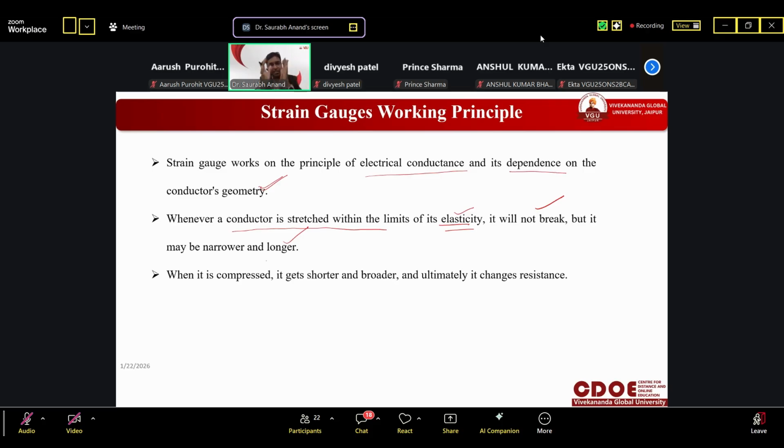And if we are compressing, then it will be shorter but wider. Depending upon stress or strain, it will change its shape. So you can see here, it will be shorter and broader if we compress. Ultimately it changes its size, so depending upon the force, it will change its resistance.